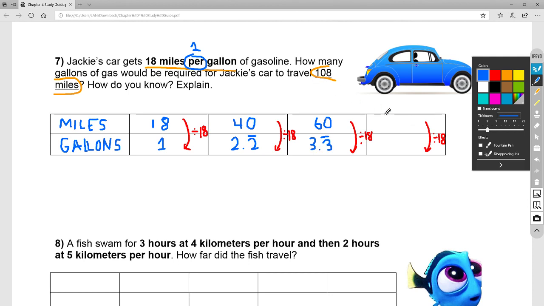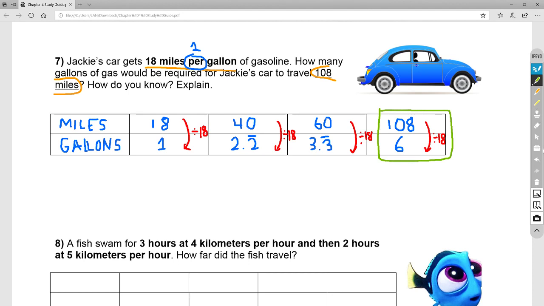So we want to know 108 miles, how many gallons we'll need. So you're going to take 108 divided by 18, and that would give us 6. So it would take 6 gallons of gas to travel 108 miles.